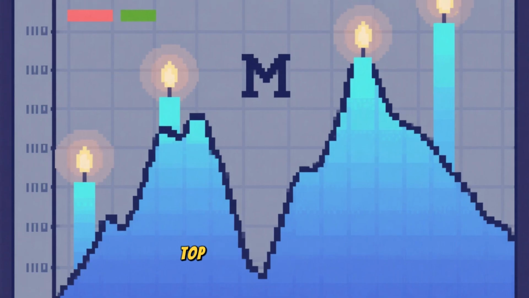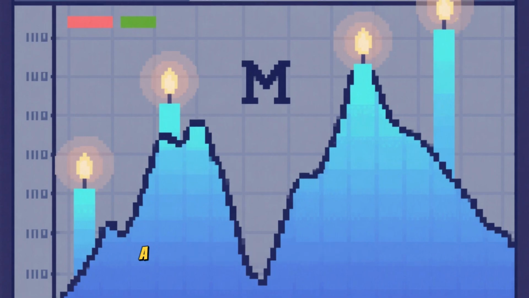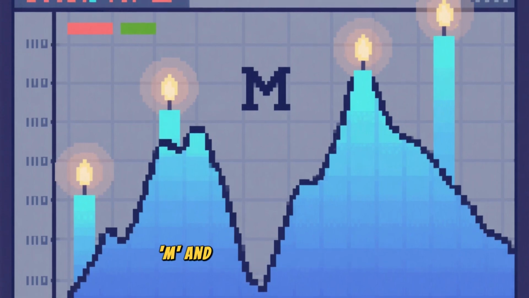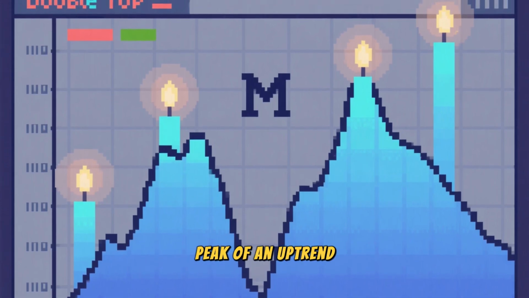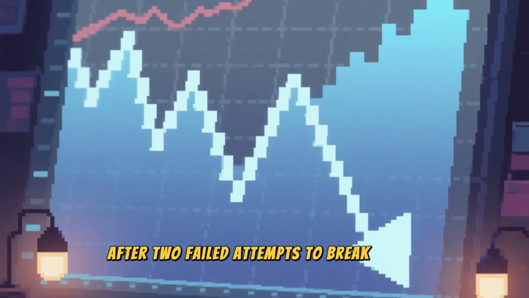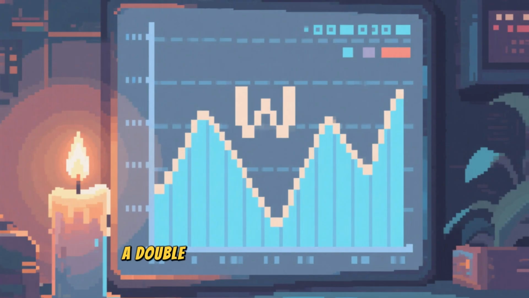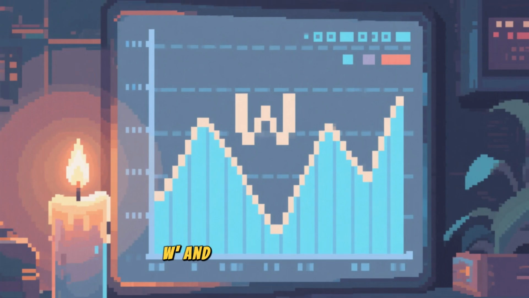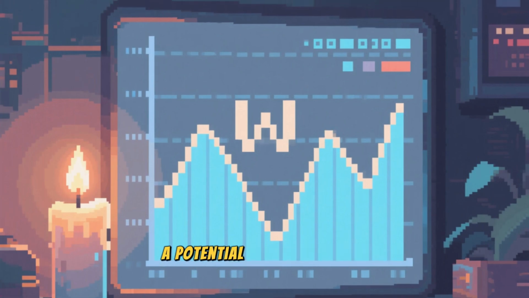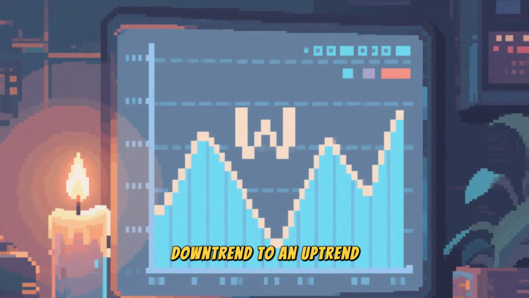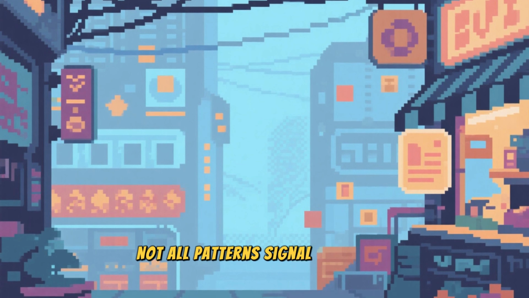Then you have the double top and double bottom. A double top looks like the letter M and usually forms at the peak of an uptrend. After two failed attempts to break higher, the price often reverses and heads down. A double bottom looks like the letter W and signals the opposite, a potential reversal from a downtrend to an uptrend.